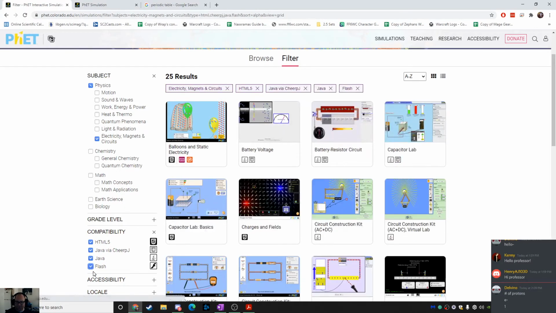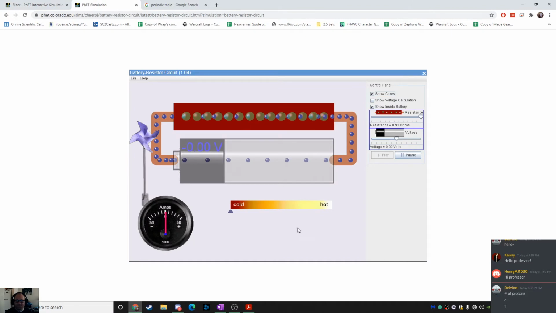So if you turn on all these things, then you'll get the Java things too. It says that Java sims run on most computers. I don't know. But this is the simulation right here.